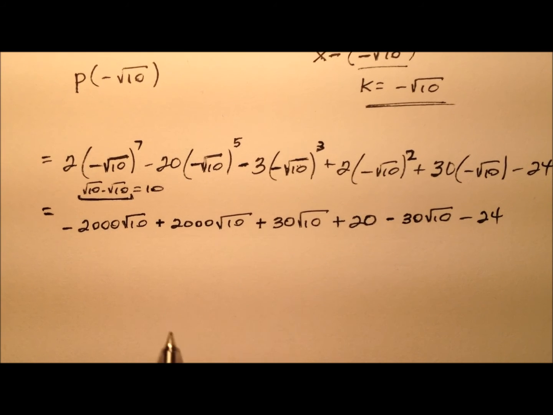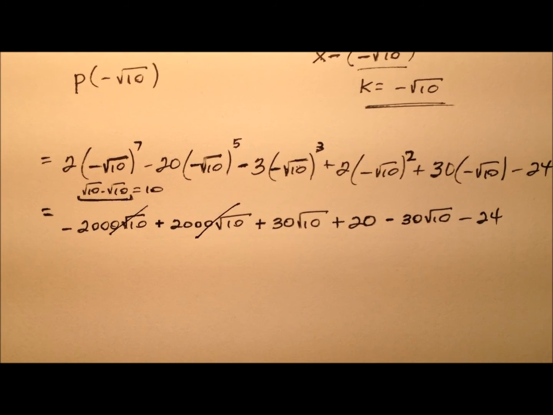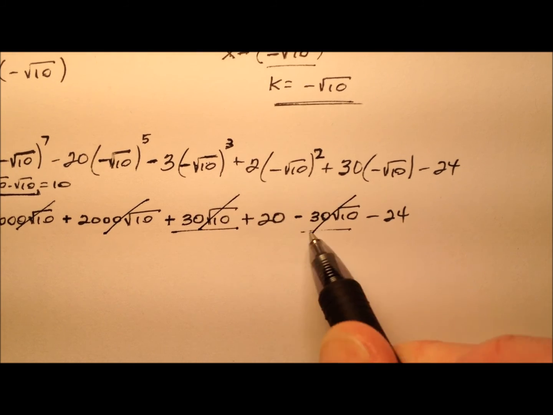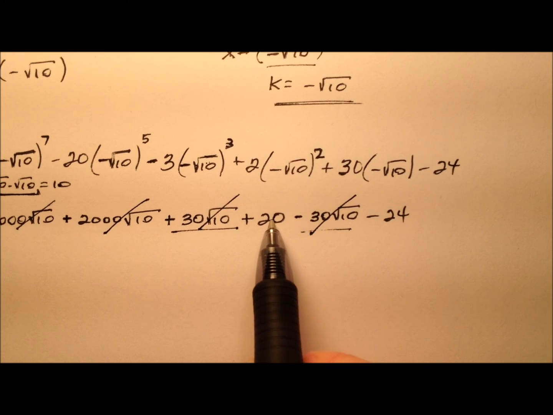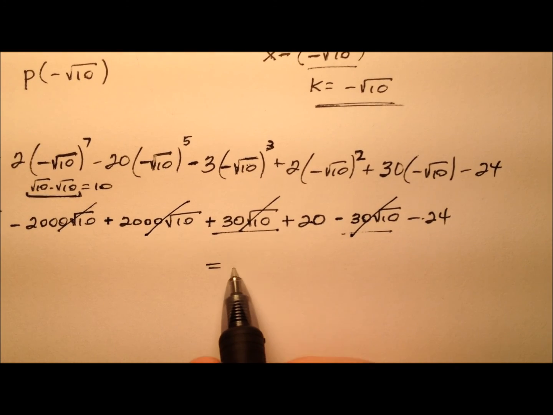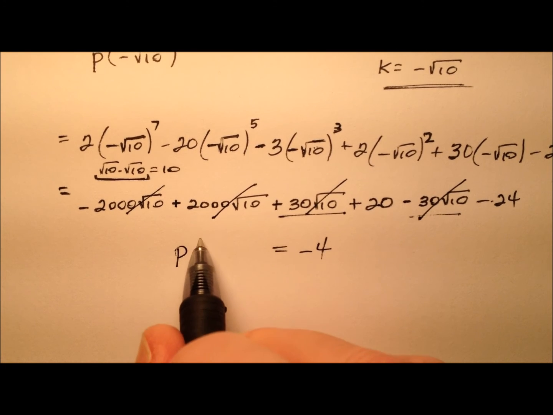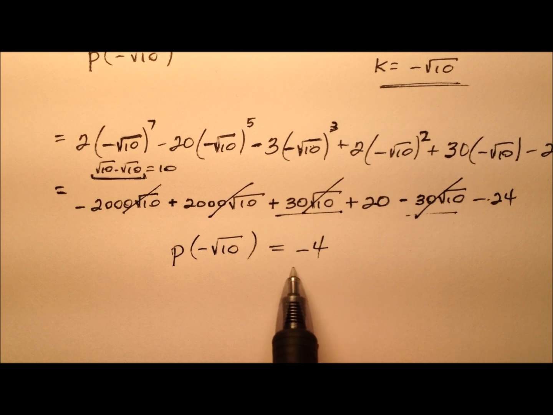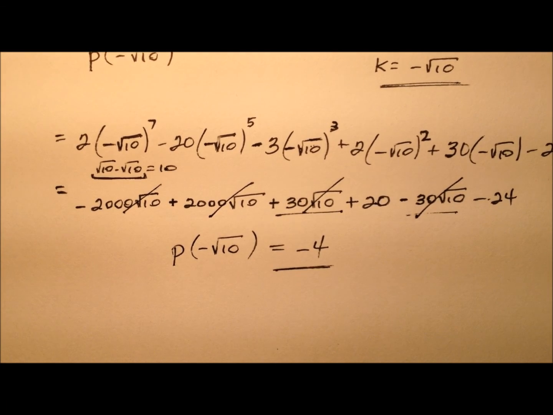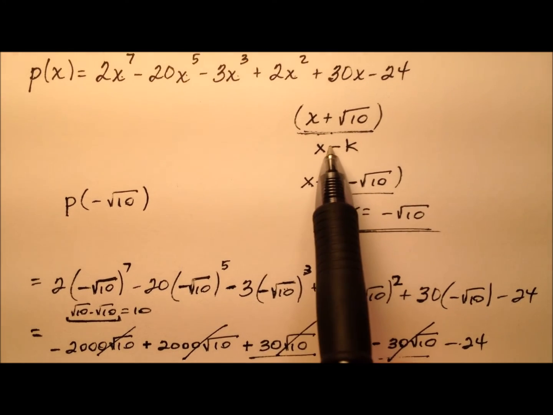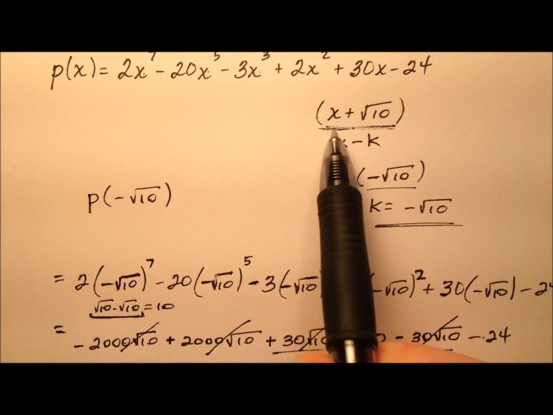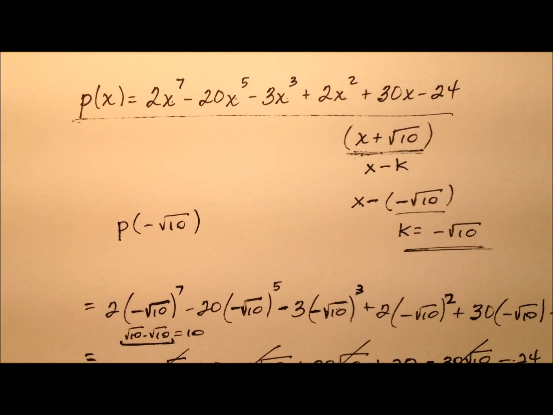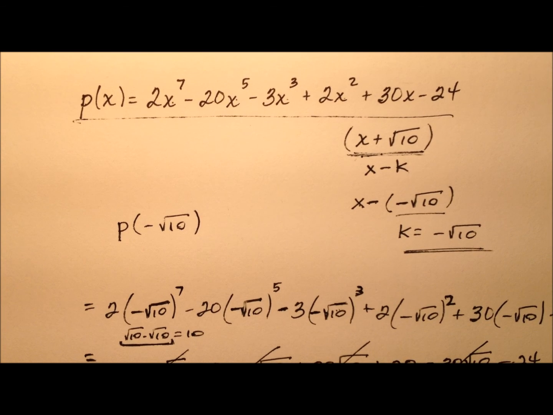Okay. So it looked like these 2 canceled, and then I had a positive 30 radical 10 and a negative 30 radical 10, so those 2 canceled. And I was left with 20 minus 24. So this evaluation then, when I evaluate my polynomial function at the opposite of the square root of 10, I get negative 4. So since this did not evaluate to 0, I know that this binomial here is not a factor of this polynomial function p of x. So I don't need to use synthetic division, and I'm not going to worry about continuing the problem.